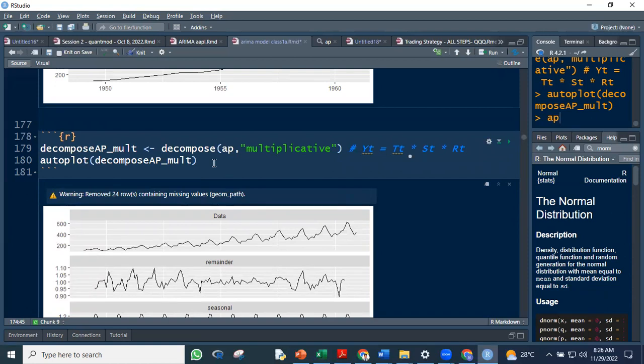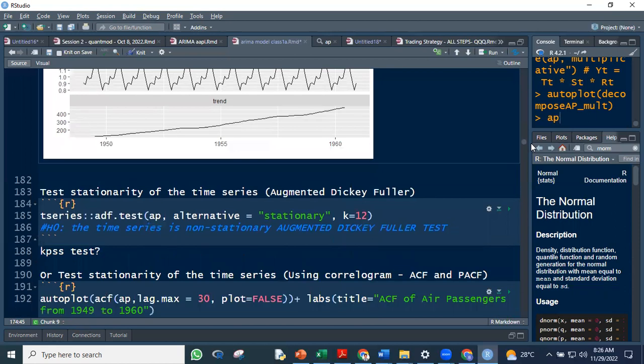Okay, but we're not going to use this function, the multiplicative or additive. We just showed that we can decompose the data, because what we're going to use to model our time series is ARIMA.